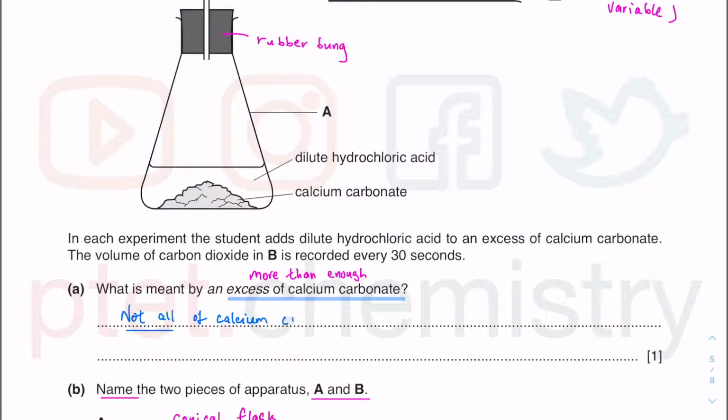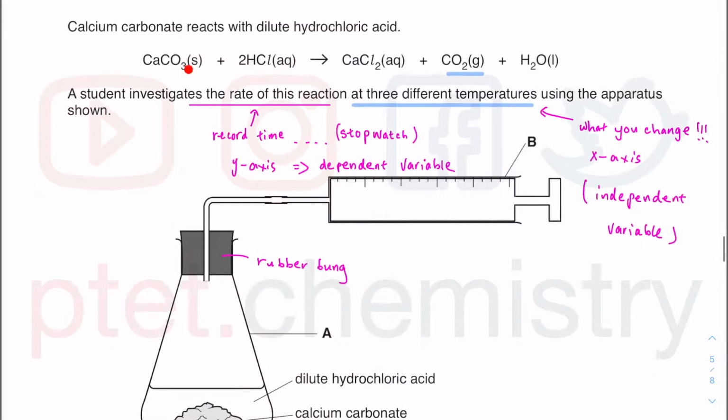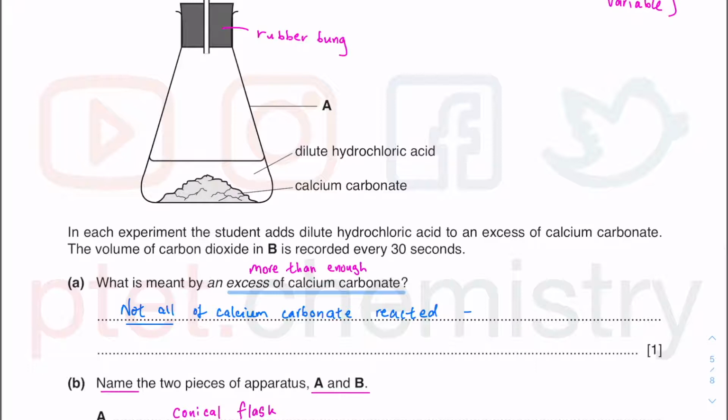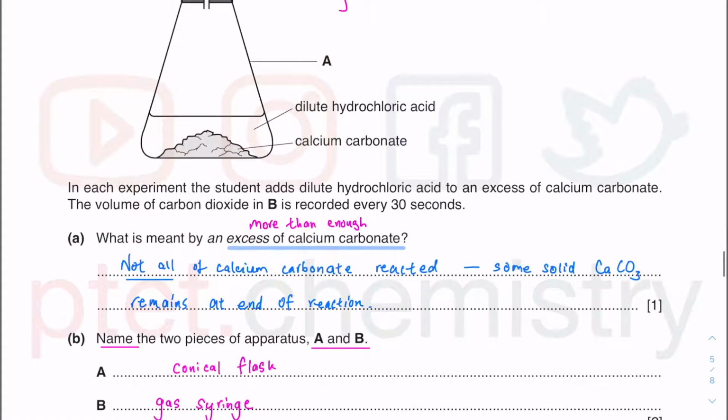Why did I talk about calcium carbonate? Because the question asked me on calcium carbonate. So not all the calcium carbonate reacted. And the calcium carbonate is a solid. If it is a solid, not all of it reacts. What do you see at the end of the reaction? You will still see some solid. Some solid calcium carbonate will remain at the end of reaction, because it's in excess, it is not used up, therefore you still have a little bit of it left over at the end of reaction there.